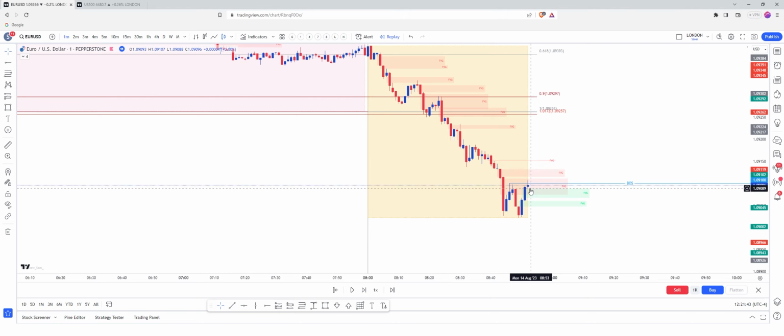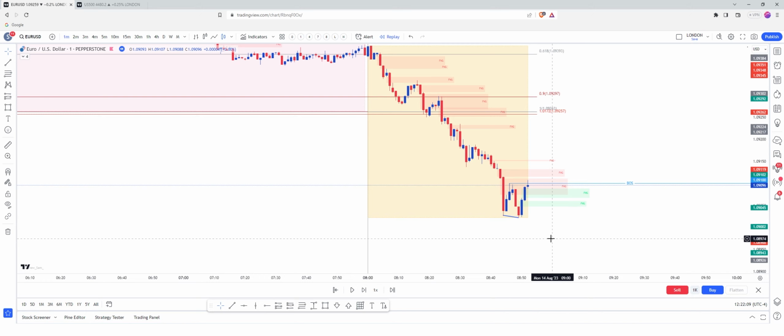So we've broken structure here, we've left displacement. I'm going to point out a couple of things that I'm noticing on this which would make me concerned about taking this trade. First of all, relative equal lows here. This isn't an aggressive move down, we've just created liquidity at this point. Timing wise, we're at 8:50. So we're nearly into the new hour.